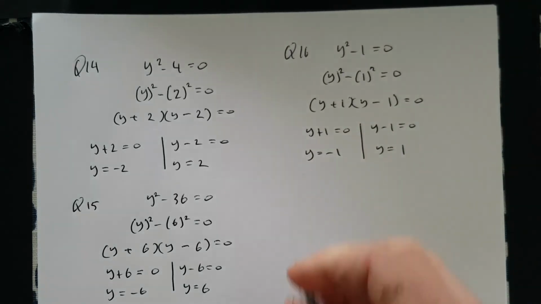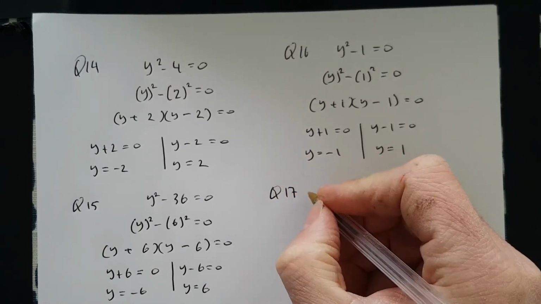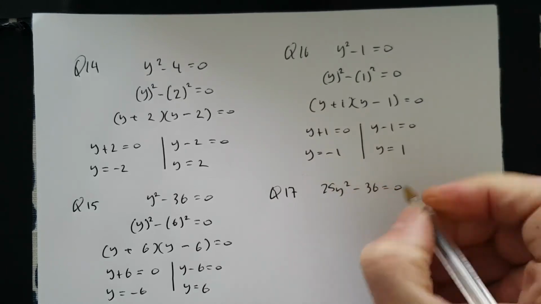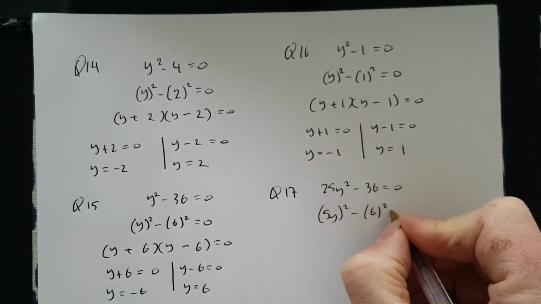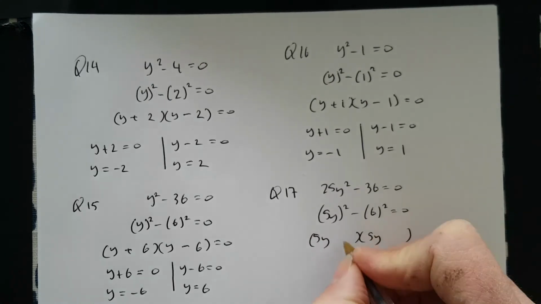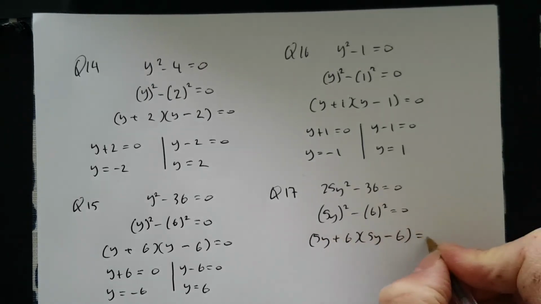And our last homework question here is question 17. We have 25y squared minus 36 is equal to 0. This can be rewritten as 5y to be squared minus 6 to be squared is equal to 0. And this can be then factorised into 5y and 5y, 6 and 6 as the second term in each bracket, and plus and minus and equal to 0.